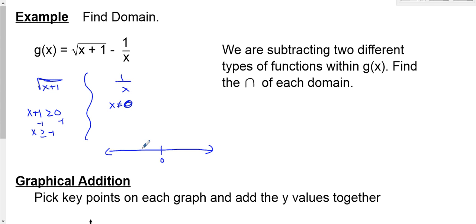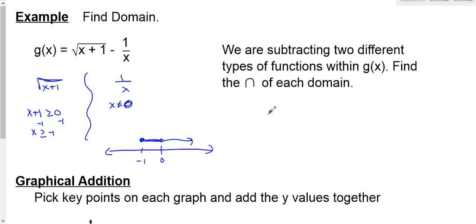Here's 0, here's negative 1. Technically, if I was thinking about the square root of x plus 1, I would draw a solid dot and go to the right with an arrow. But it cannot equal 0, so that means I have to have an open dot here at 0. So if I'm going to draw an arrow going to the right from my negative 1, it's going to be stopped at 0. And then I can continue on after that.